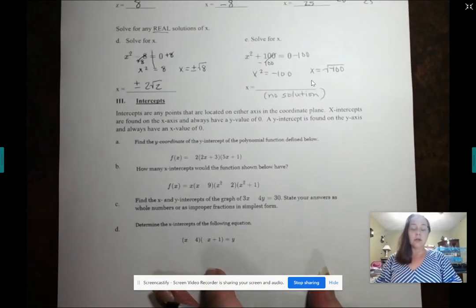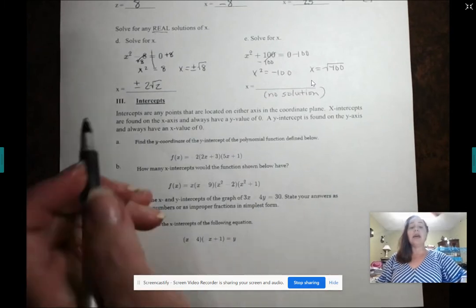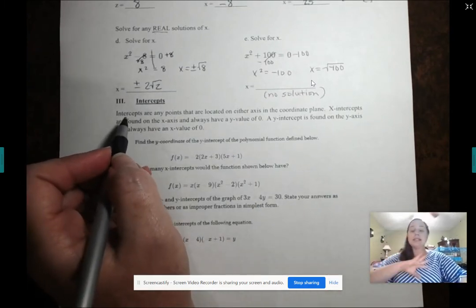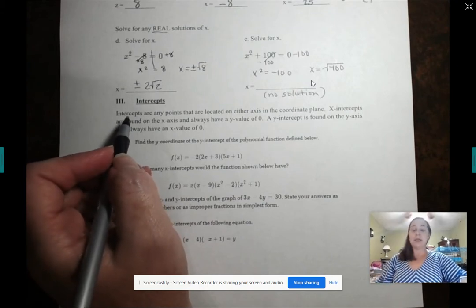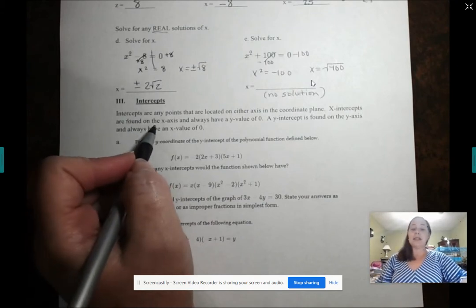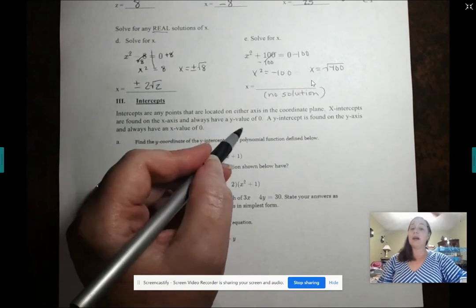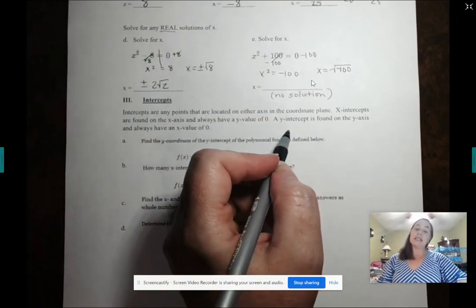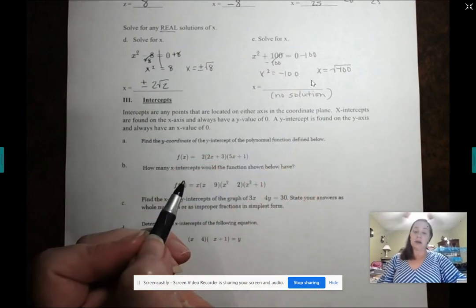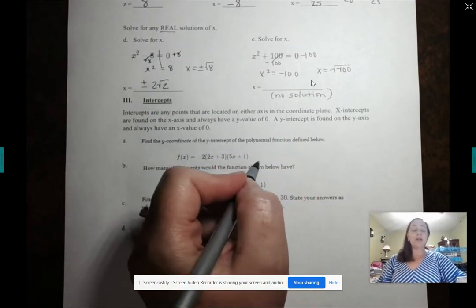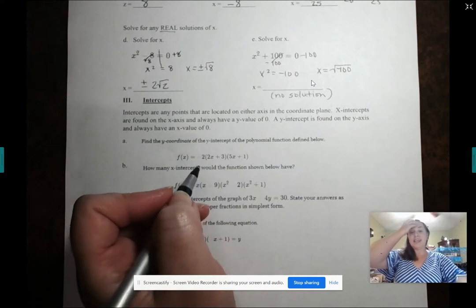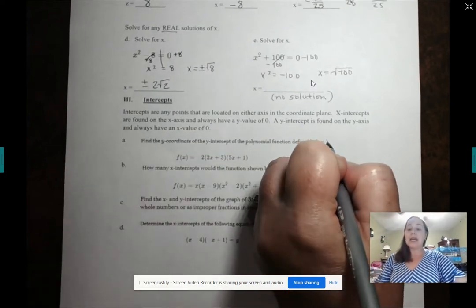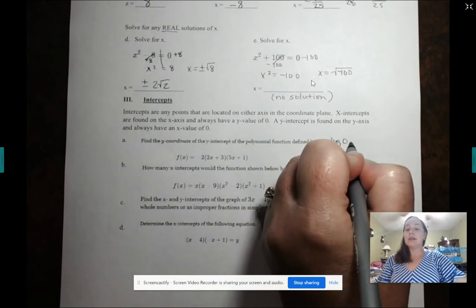All right, so let's remind us about intercepts. Now, an intercept, if it doesn't say x or y, if it asks you for intercepts, it is asking for any and all intercepts. X-intercepts we know are on the x-axis. If we write them as an ordered pair, the y value is going to be 0. A y-intercept is found on the y-axis. It will always have an x-coordinate of 0. So any function that you are given, you should be able to easily find the y-coordinate of the y-intercept by plugging in a 0 for x.